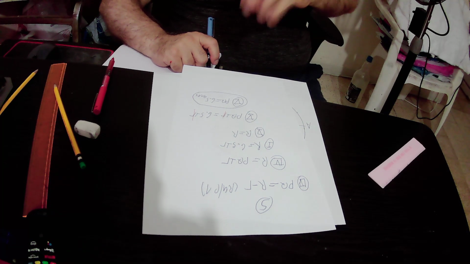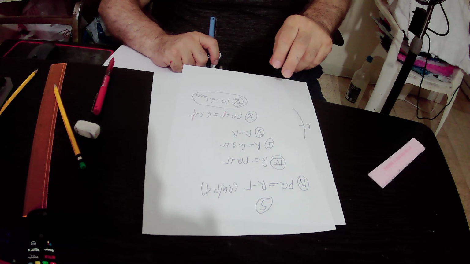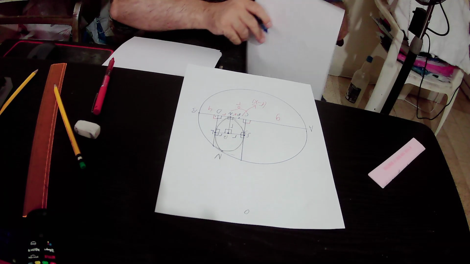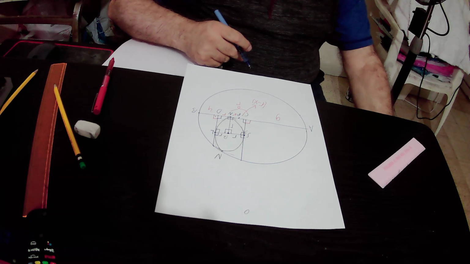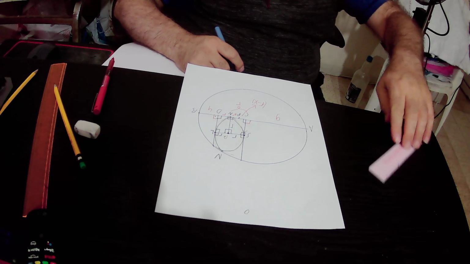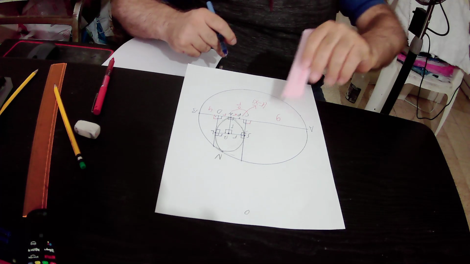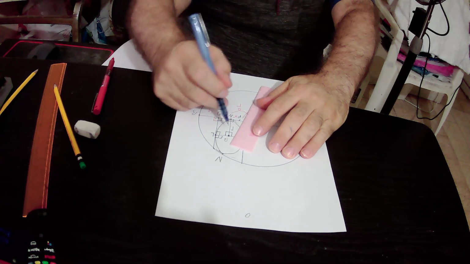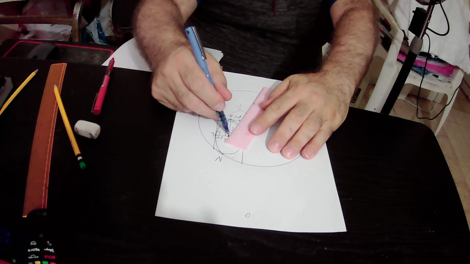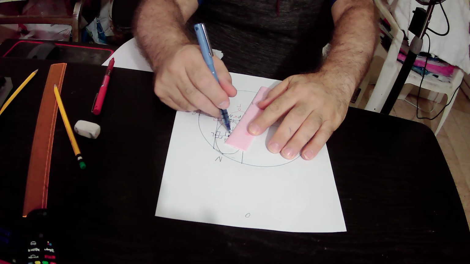That is actually the distance between the centers of the two circles. Okay, so we have here the value of PQ, so we will draw a straight line between points P and Q.